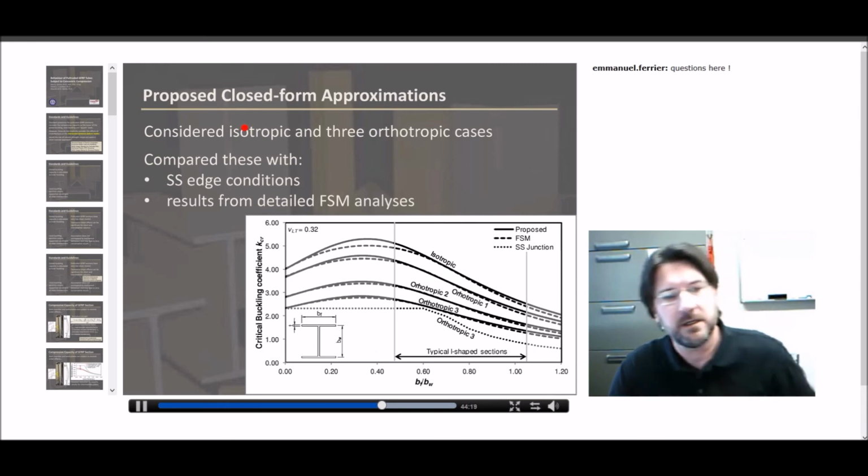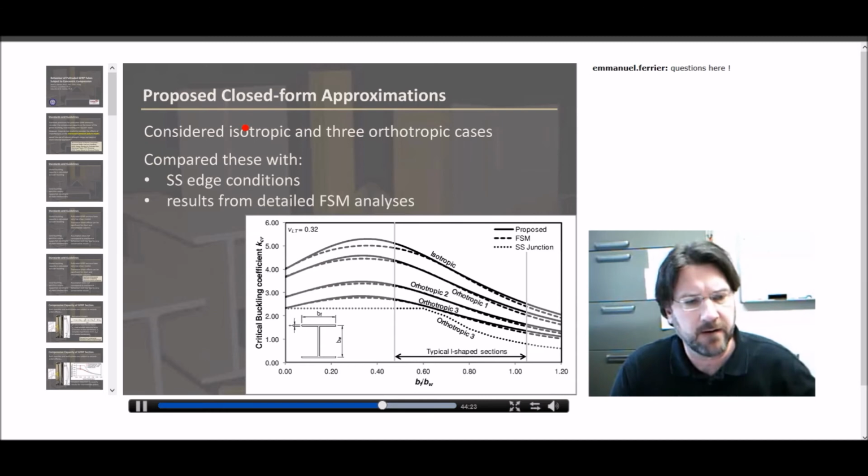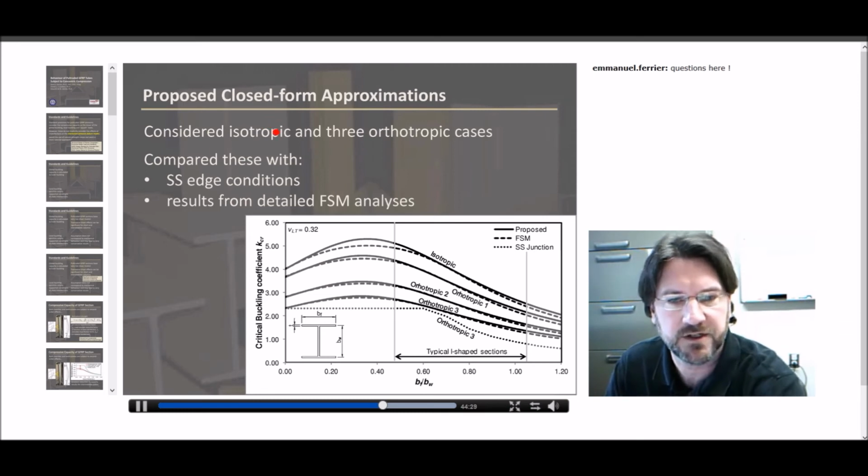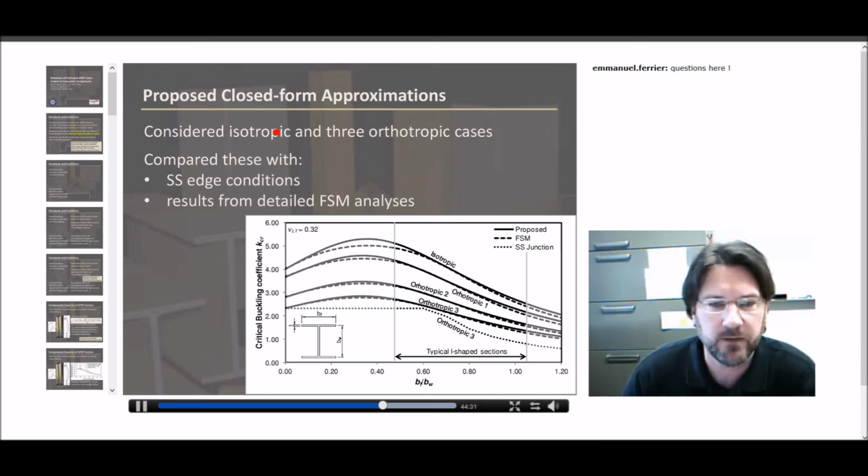And we considered both the isotropic material case. This is useful because we can compare our results. They should converge to the results for an isotropic material such as steel, where we have lots and lots of data and we know what behavior to expect.